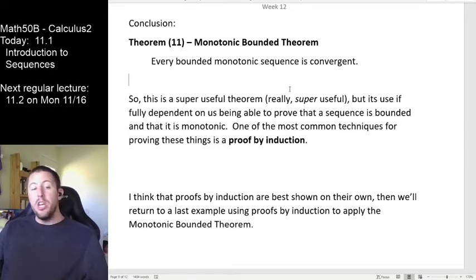Then we're going to say, now that we know it converges, can we do a little bit of extra work and show what it converges to? And we'll get that.